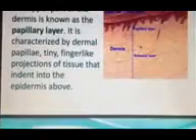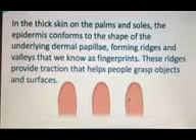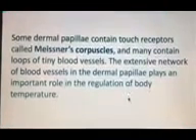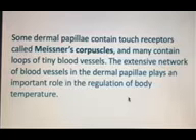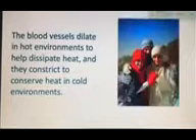So you can see that you have the dimpling here, just as we would have the ridges that are in each of our individual fingerprints, which are different for every single human. Some dermal papillae contain touch receptors called Meissner's corpuscles, and many contain loops of tiny blood vessels. The extensive network of blood vessels in the dermal papillae plays an important role in the regulation of body temperature. The blood vessels dilate in hot environments to help dissipate heat, and they constrict to conserve heat in cold environments. These are just some fun facts.